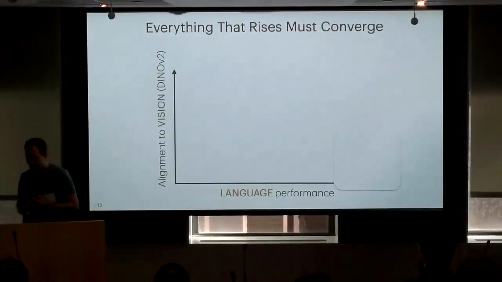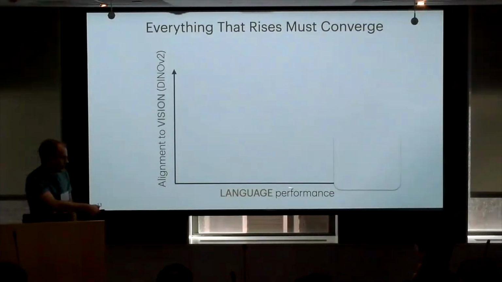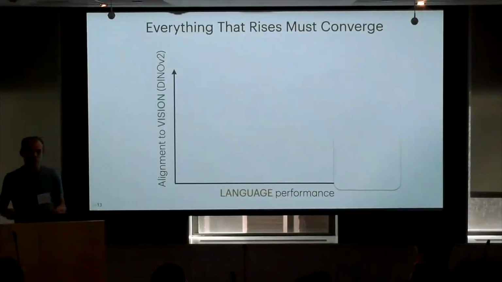Okay, so here's the main finding of this work, or at least I think the most interesting one. We have a plot of a lot of different language models, and we look at their kernel alignment, their degree of kernel similarity with Dino. You can do this with other vision models and the story will be roughly the same, but we are going to focus on Dino right here.